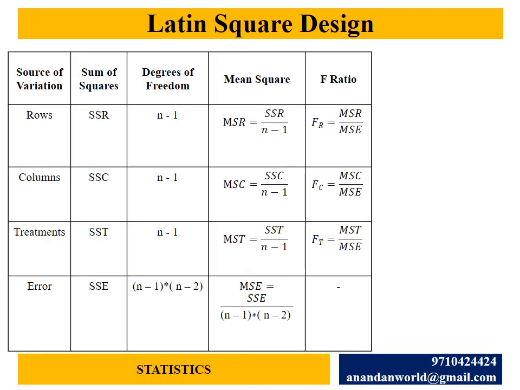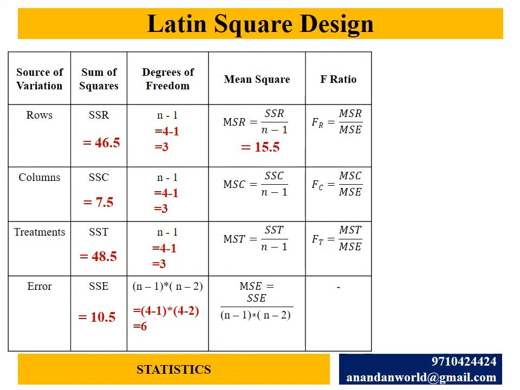Now substitute the values of SSR, SSC, SST, SSE in the ANOVA table. So the values are substituted. Degrees of freedom: n equals 4 because there are 4 treatments, so 4 minus 1 is 3, and it's the same for rows, columns and treatments. For error it is n minus 1 into n minus 2, so 4 minus 1 into 4 minus 2 equals 6. The mean square between rows can be obtained by dividing SSR by n minus 1.